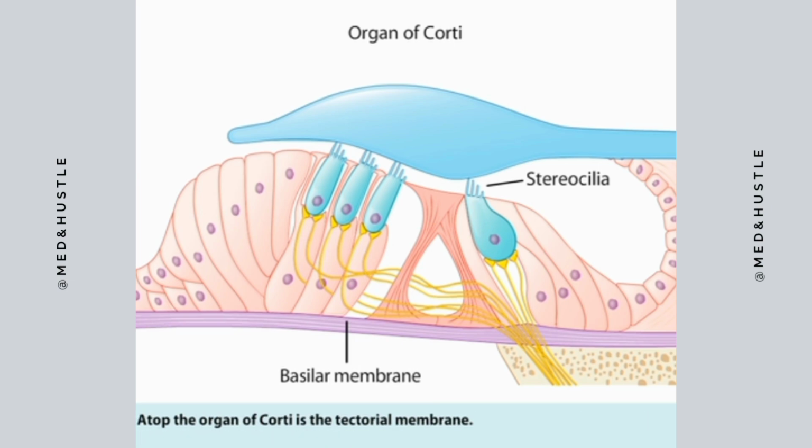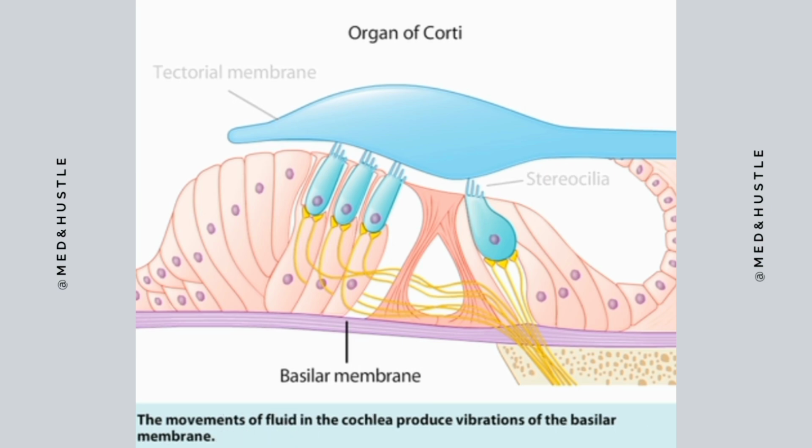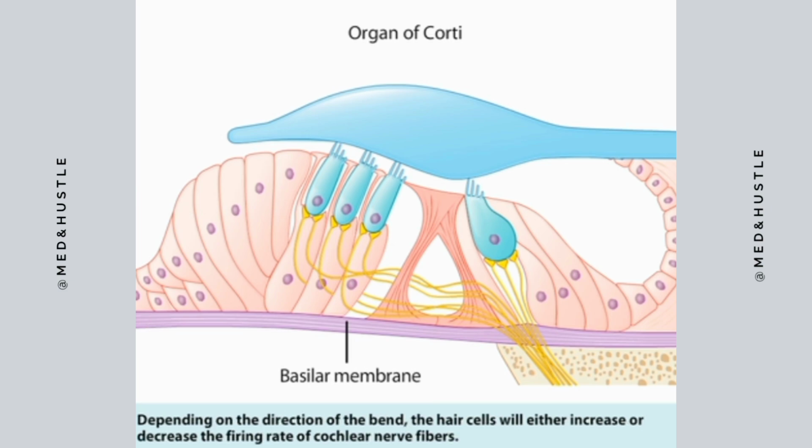Atop the organ of Corti is the tectorial membrane. The stereocilia of the outer hair cells extend into the indentations in the bottom of the tectorial membrane. The movements of fluid in the cochlea produce vibrations of the basilar membrane. These vibrations bend the stereocilia inserted into the tectorial membrane. Depending on the direction of the bend, the hair cells will either increase or decrease the firing rate of cochlear nerve fibers.